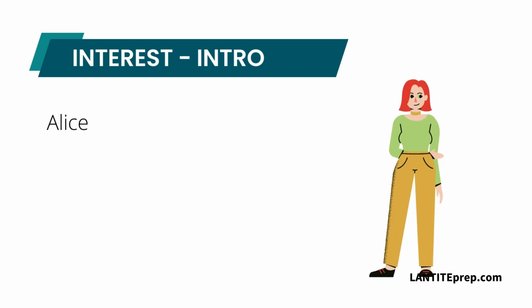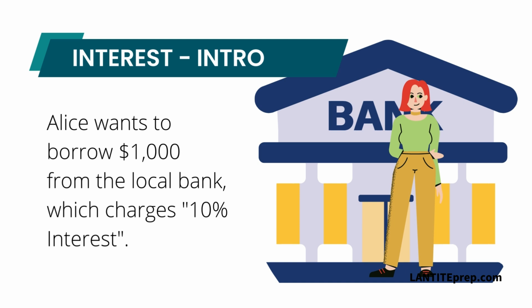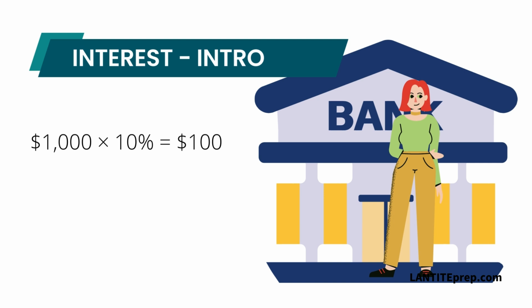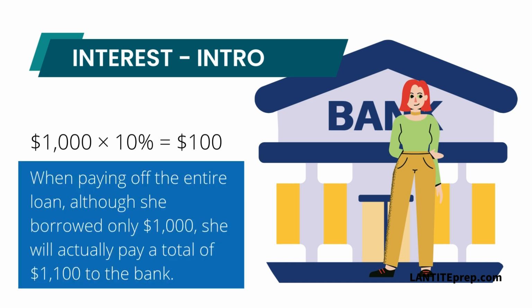This is Alice, and she wants to borrow $1,000 from the local bank, which charges 10% interest. Take a moment to see if you can calculate how much borrowing $1,000 will cost Alice. Pause the video and push play again when you're ready for the solution. In order to borrow $1,000, Alice needs to pay 10% interest, which equals $100, meaning when paying off the entire loan, although she borrowed only $1,000, she will actually pay a total of $1,100 to the bank.